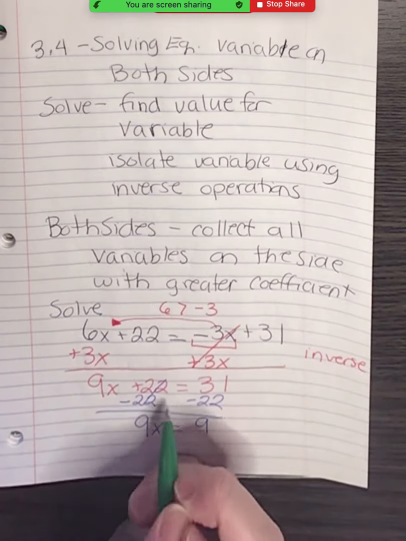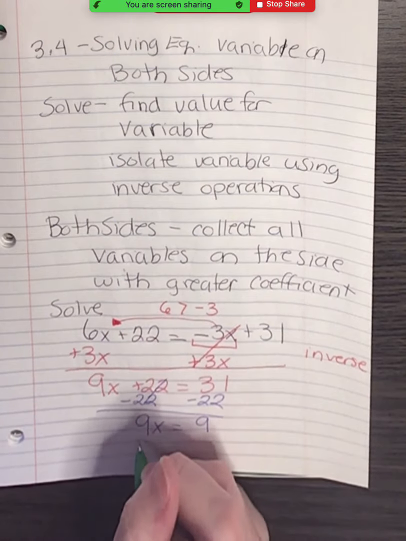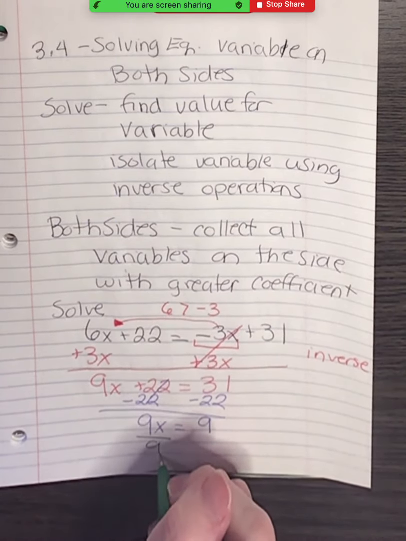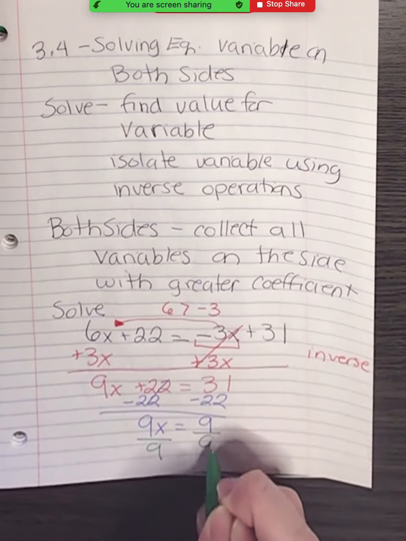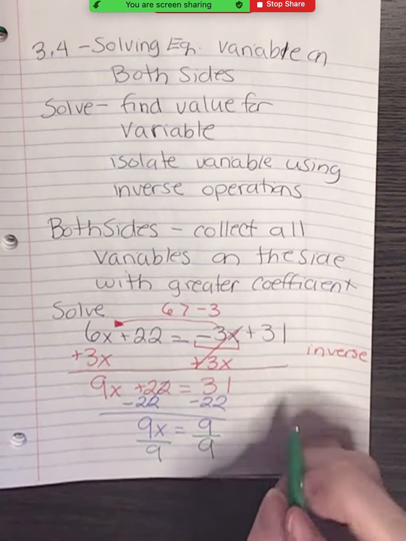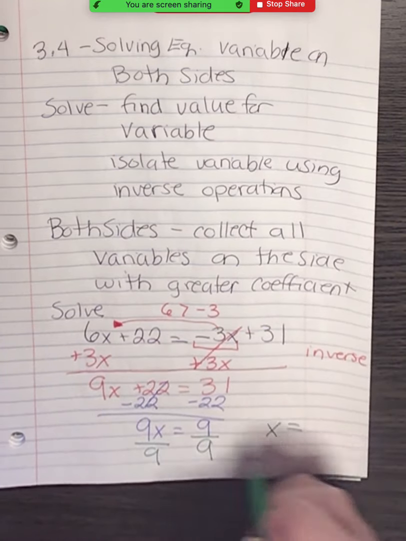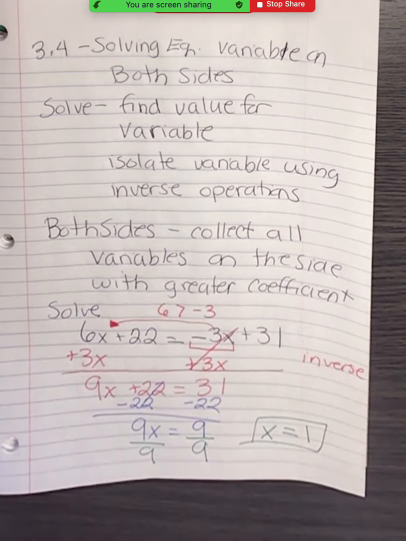So the operation we have is multiplication. The inverse of multiplication is division. So multiplying by 9, undo that by dividing by 9. Whatever you do to one side, you're going to do the other. So 9x divided by 9 is x, and 9 divided by 9 is 1. So we get x equals 1. Okay?